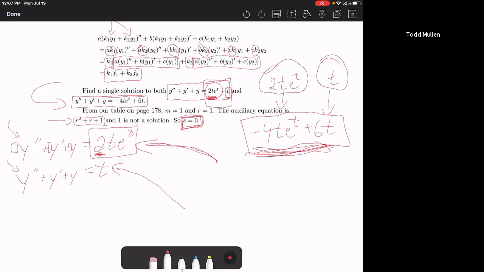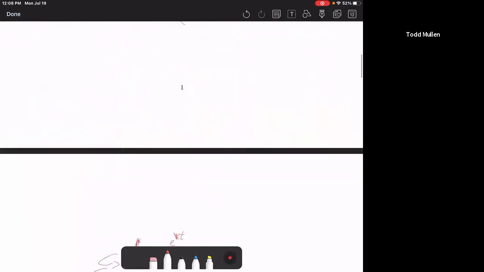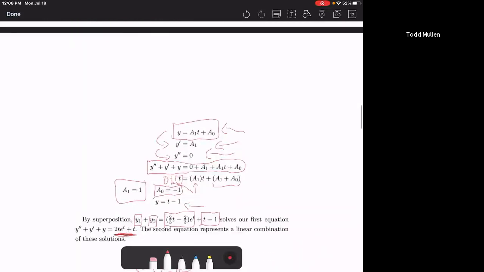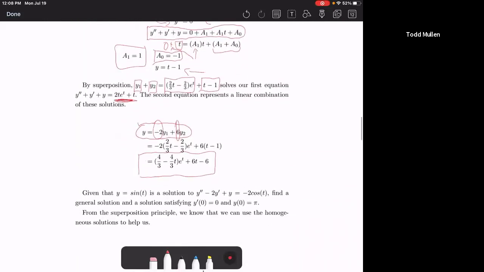So that's how you use the superposition principle. It allows you to add together solutions of smaller problems. So I was able to add together the solutions where the right side was equal to t and the right side was equal to 2t e to the t to get the solution of the sum. And then given the solution of the sum, I was able to evaluate the solution of the linear combination. And it's right there.